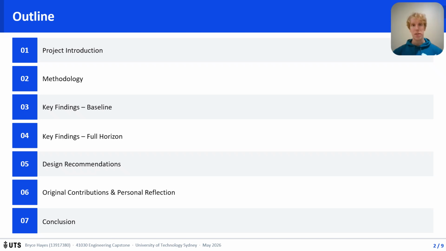In terms of the contents of this presentation, I'll start off by introducing the project and its motivation, then I'll talk about the methodology, then summarize the key findings and subsequently drawn design recommendations. Then I'll conclude by summarizing the project's original contributions and a personal reflection.